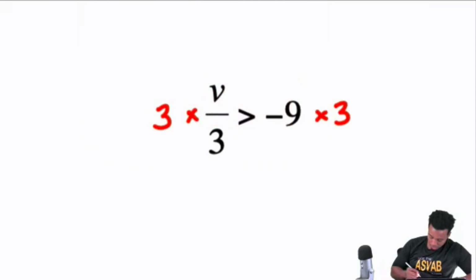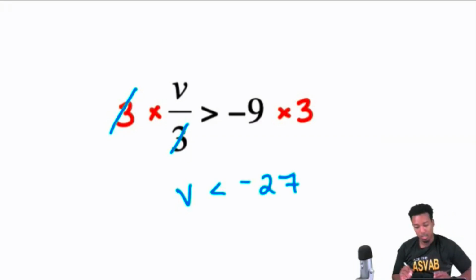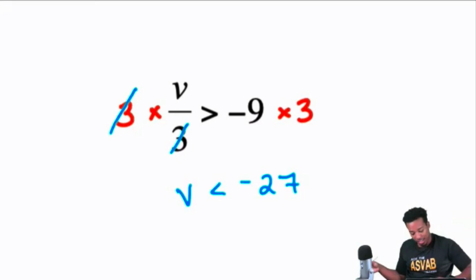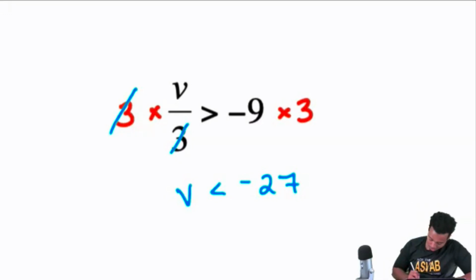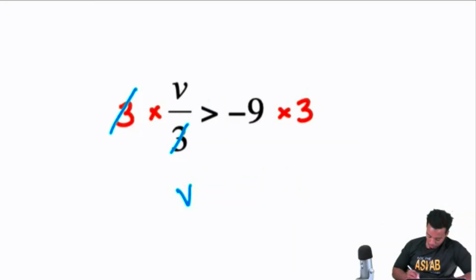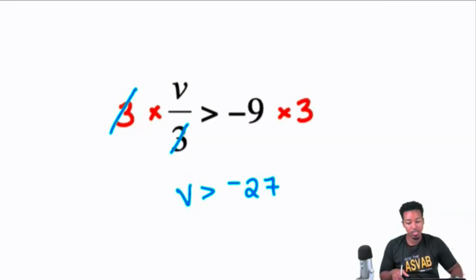So the correct answer is going to end up being, let me go ahead and correct myself there. The correct answer, everybody, confirm it for me. V is less than negative 27. Is that correct? No, exactly. It is not correct. I flipped the symbol when I should not have. I did that on purpose, obviously, but it should not be done in this case. So I'll go ahead and correct myself. Keep it as greater than negative 27.